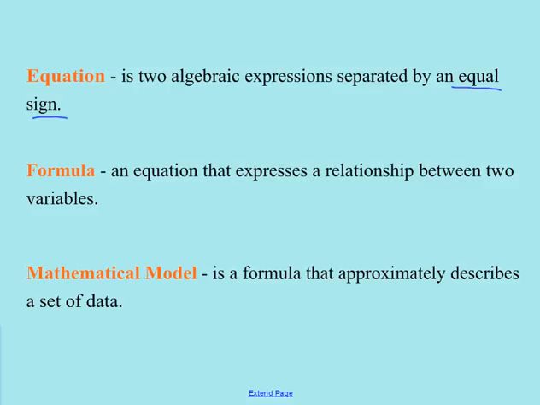So the differences between an equation, a formula, and a mathematical model, there aren't too many differences between them in terms of how they're represented or what they look like. What is different is really in how they are used. A formula, as it says there, shows a relationship between two variables, and a mathematical model describes a set of data.